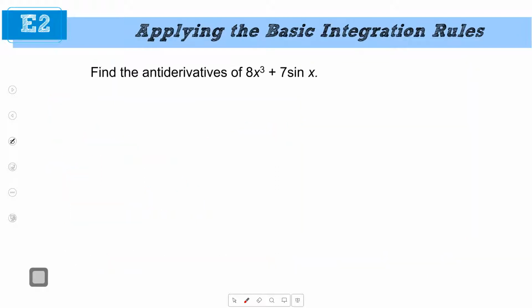Any problems with the math? All right, let's do a quick antiderivative. Make sure you're on the same page.